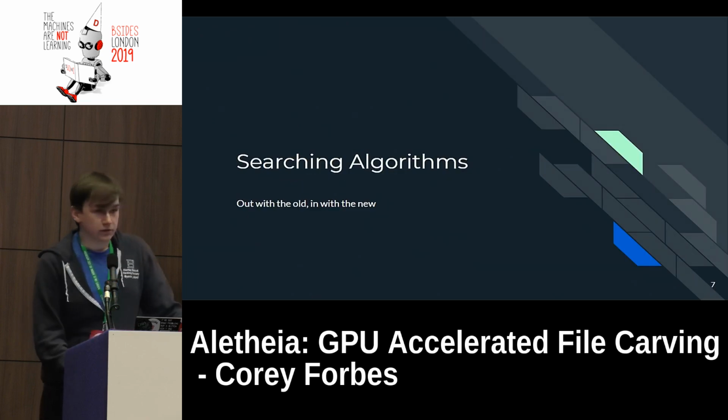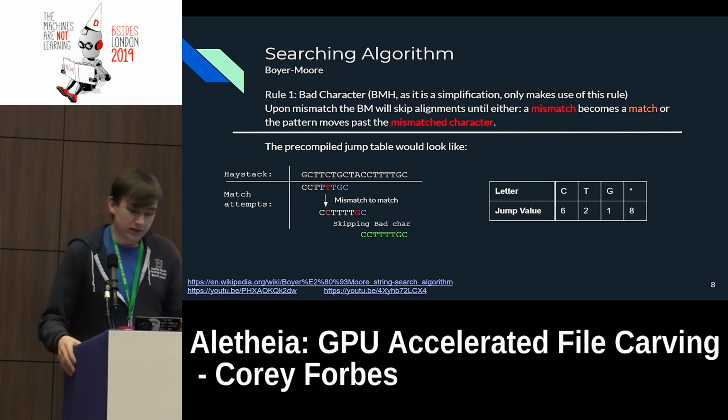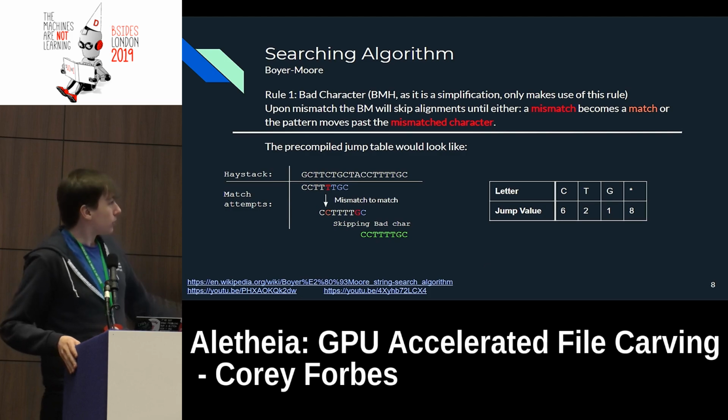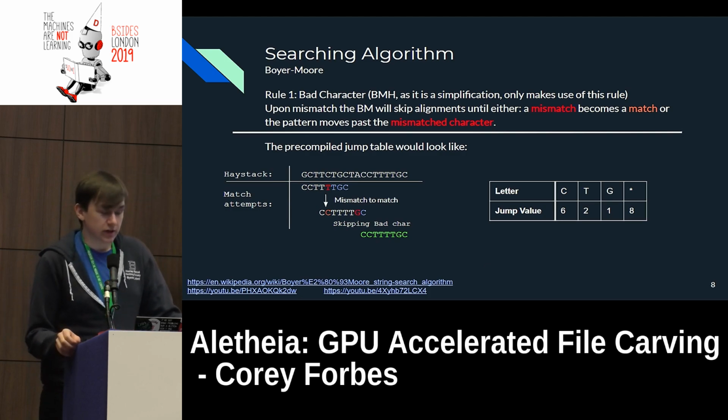So I'll quickly talk about searching algorithms. I don't want to ruin everyone's day here. So Boyer-Moore is what the current tools Foremost and Scalpel make use of. These are the two open source CPU file carving tools that I was comparing against.